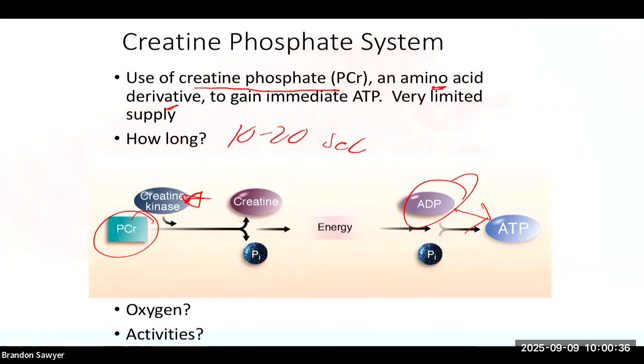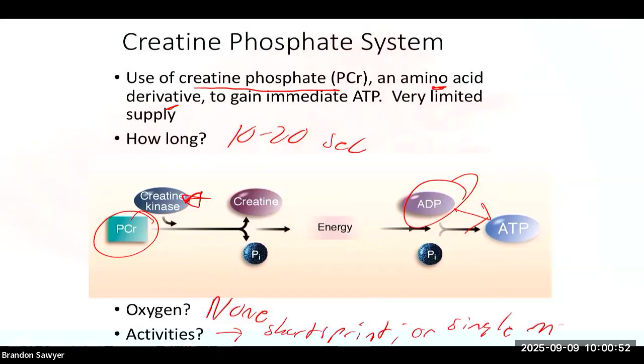Okay, so oxygen is not used. The activities that really exemplify this would be a very short sprint, like a 10-second sprint, okay, or more like a single movement. All right, so that'd be like a jump or a punch or a swing or a throw, right? Those types of single muscle actions are really the things that exemplify the use of this energy system. And yeah, most weight training type activities, right? So repeated muscle contractions that last only a short period of time.